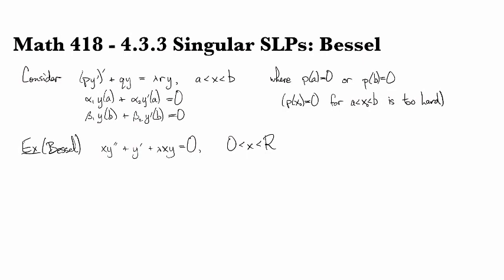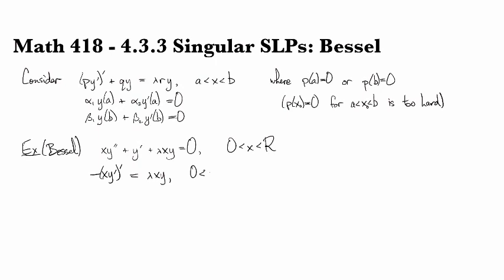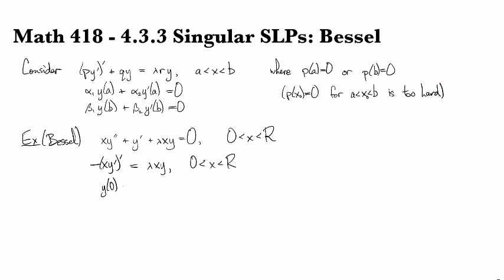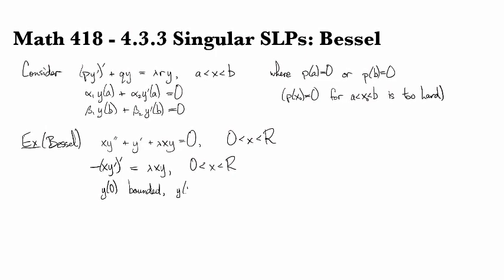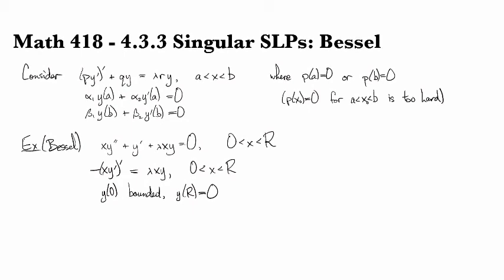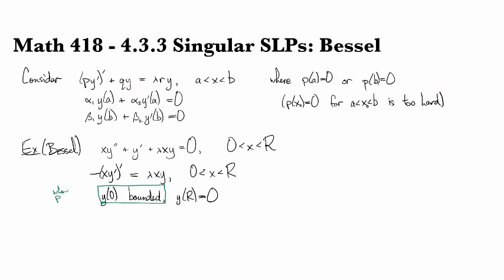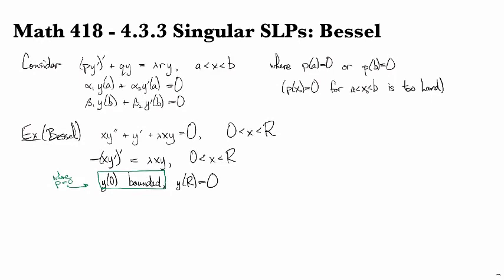For now, let's just notice that we can reconfigure this as a Sturm-Liouville problem with (x y prime) prime with a negative sign being equal to lambda x y. So there's our Sturm-Liouville self-adjoint reformulation, and so we're going to take y of 0 to be bounded, and y of r to be equal to 0. So this substitution right here of boundedness for a value at the point where p is equal to 0, that's a common requirement instead of setting equal to some particular value.